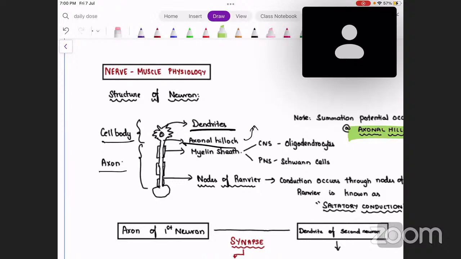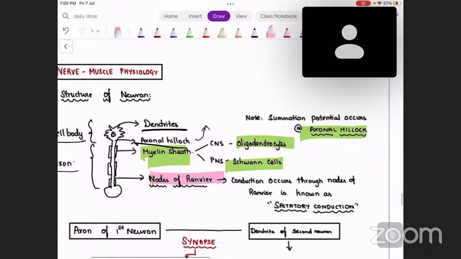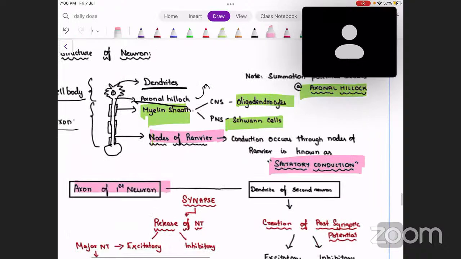In order to increase the speed, we need to insulate the wire. That insulation is done by the myelin sheath. Myelin sheath in the CNS is formed by oligodendrocytes, and in the PNS it is formed by Schwann cells. Is the myelin sheath continuous? No, it's not continuous. It is separated by the nodes of Ranvier, and the conduction that occurs through the nodes of Ranvier is known as saltatory conduction. And the axon of one neuron will be connected with the dendrite of another neuron via the synapse.